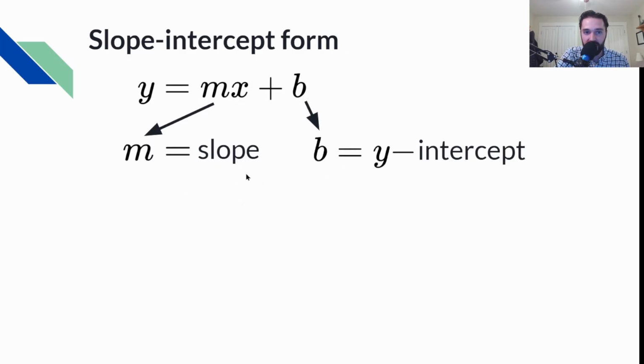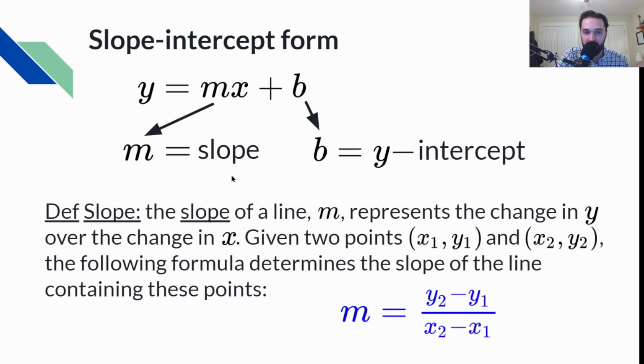m is the slope. The slope of the line measures how steep it is. And b is the y-intercept. We'll talk more about that later. For now, I want to hone in on the slope. The slope of a line m represents the change in y over the change in x. Given 2 points with these coordinates, the following formula determines the slope of the line containing these points.